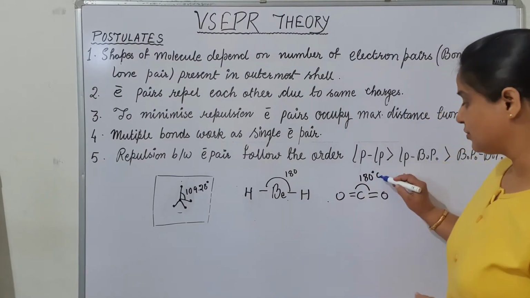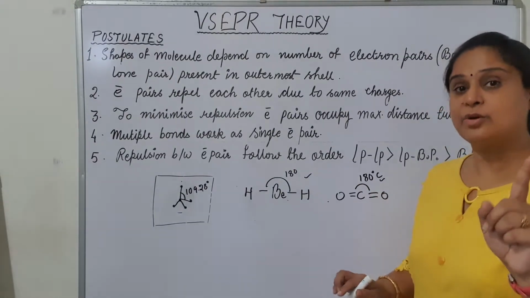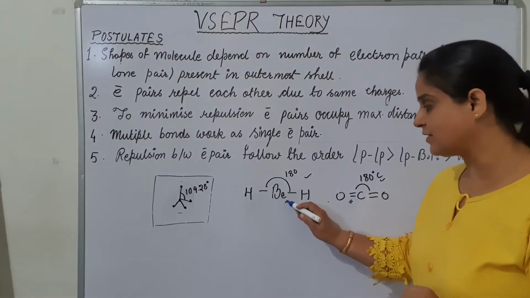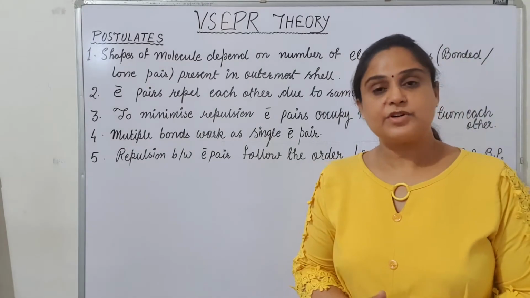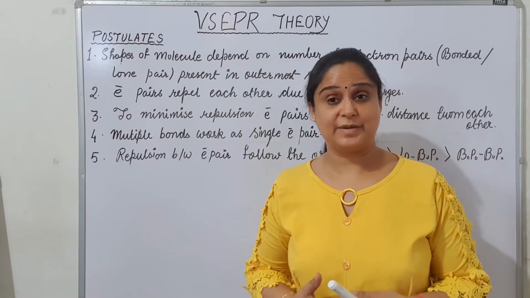Is it clear? So this angle and this angle will be same, although this is having double bond and this is having single bond. Now the last postulate but not the least one, and it is very important also.